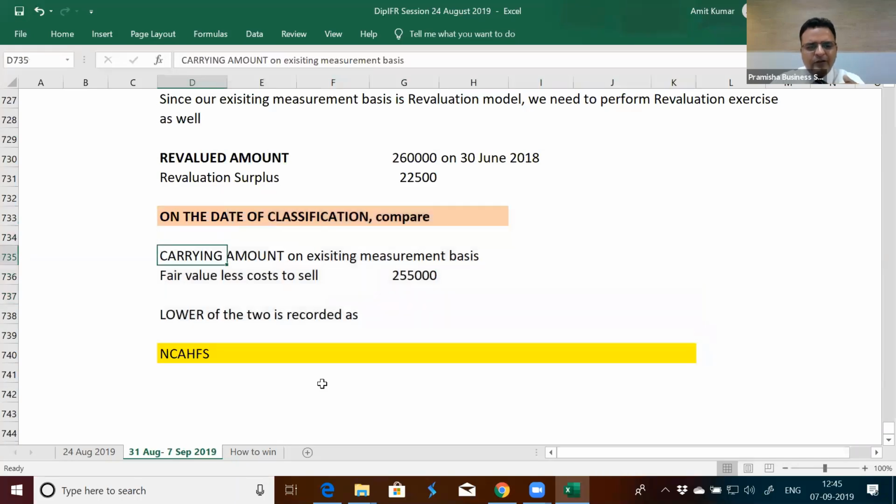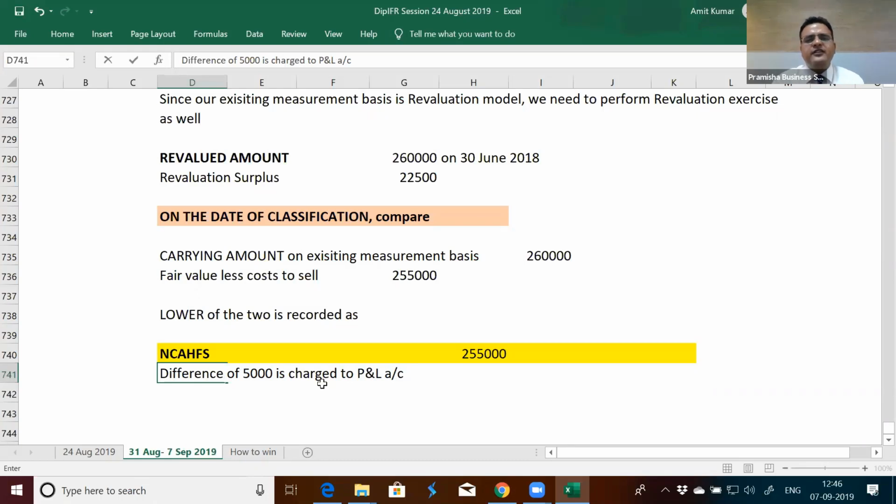So at what amount will it be recorded as non-current asset held for sale? Lower of the two. Carrying amount on existing measurement basis is 2,60,000. Fair value less cost to sell is 255. Lower of the two, it will be recorded at 2,55,000. And the difference of 5,000 is charged to P&L account.